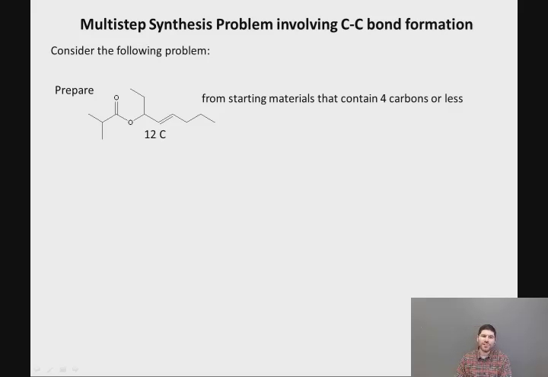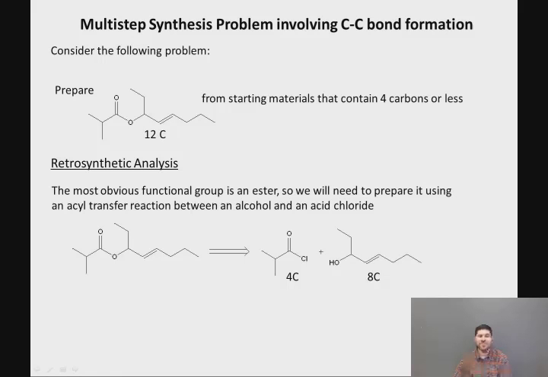Well, we start by looking at the functional groups, and the most obvious functional group is an ester. And the way we prepare esters is through acyl transfer reactions. So the obvious acyl transfer reaction to use is one between an alcohol and an acid chloride. And we can do that. That will give us a 4-carbon acid chloride reacting with an 8-carbon allylic alcohol.